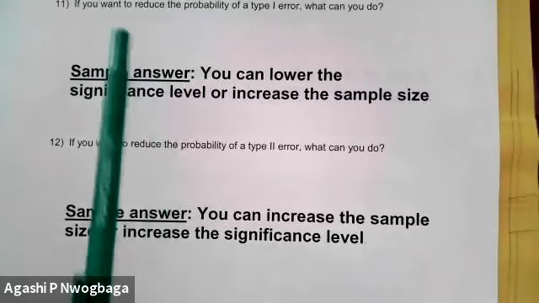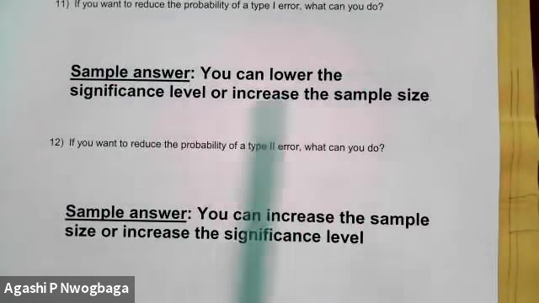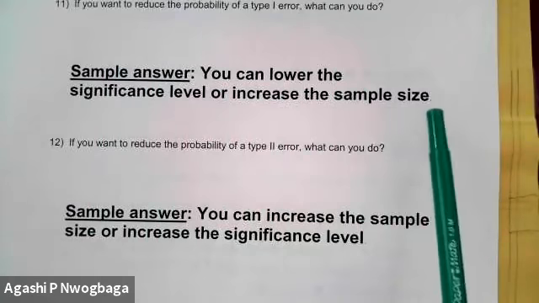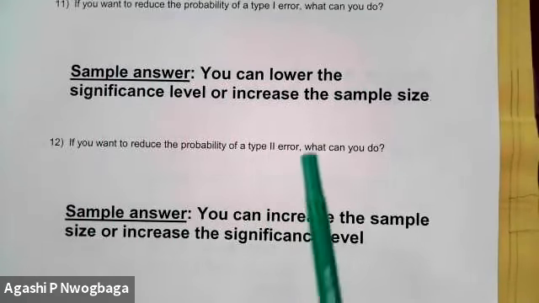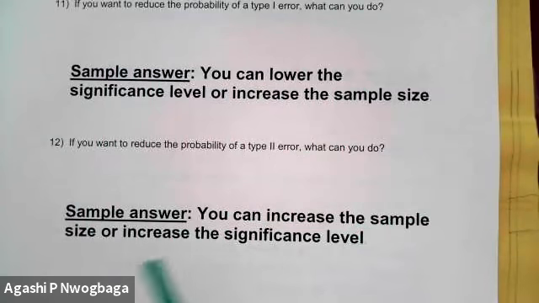So, to reduce type 1 error, you lower the significance level or increase the sample size. To reduce type 2 error, you increase the sample size or increase the significance level.